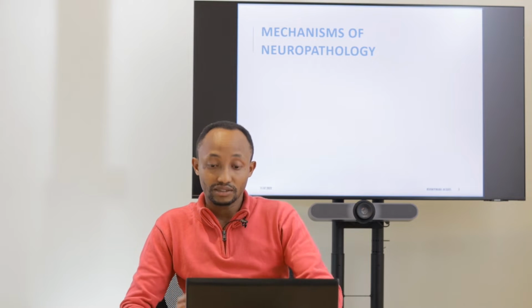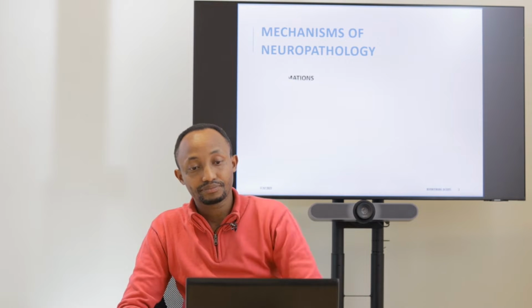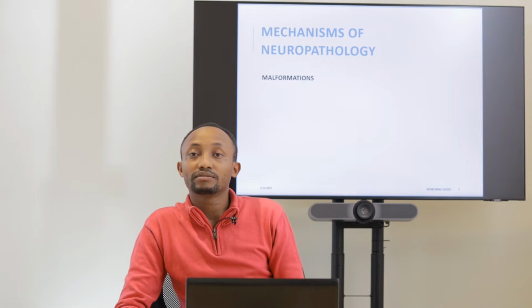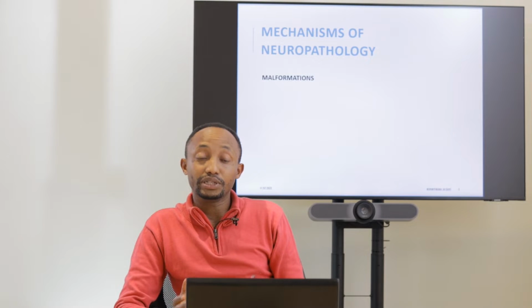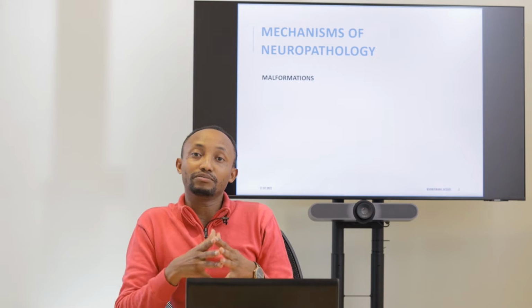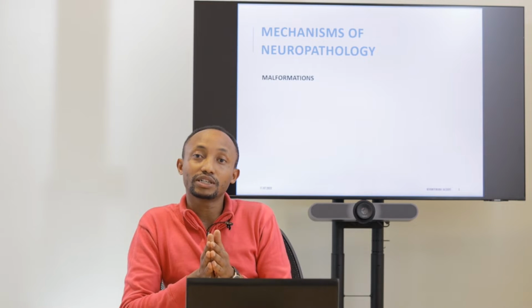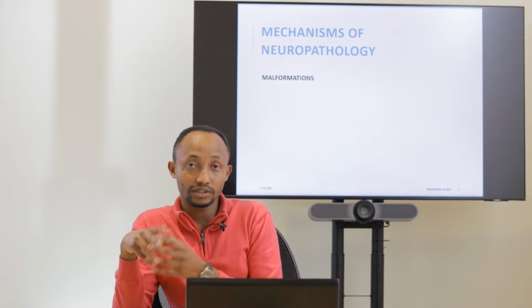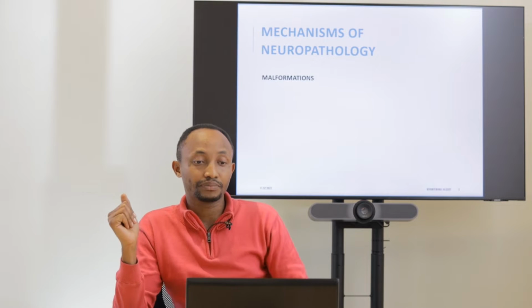There's a variety of how it can happen. The first is, let's say, there has been a malformation. A malformation can either happen before birth, during, or even after. That one we call an acquired.